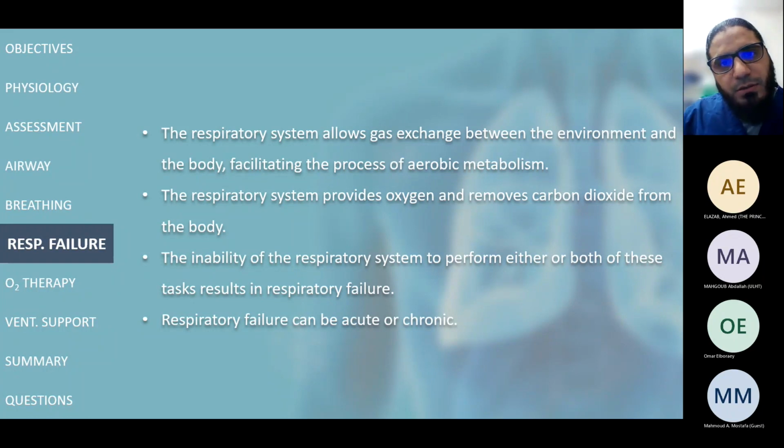The respiratory system will provide oxygen to the body and also will remove carbon dioxide from the lungs. So these are the two main functions of it. Any defect in any one of them is a failure. And according to this, they have categorized the respiratory failure into two main types. And these two types can be acute or chronic as well.